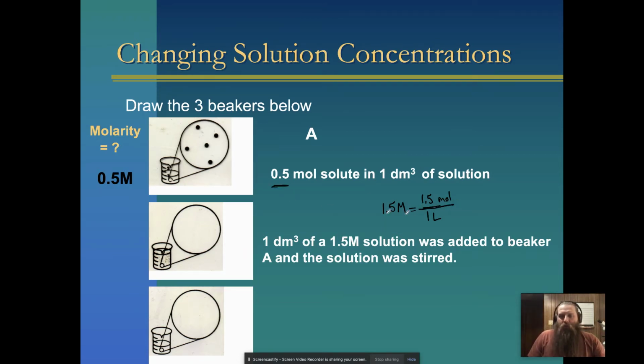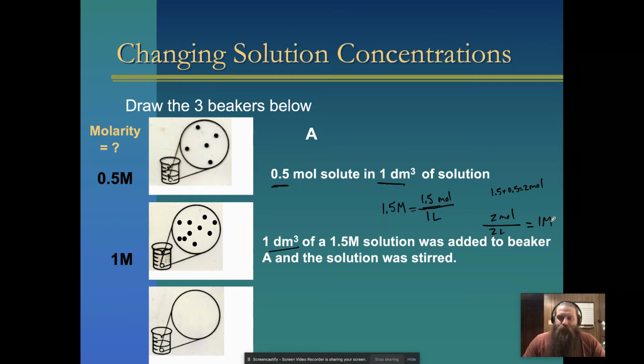So I started with 0.5. I've added 1.5. So 1.5 plus 0.5 is 2 moles. So I have 2 moles of solution. I started with 1 liter. I've added another liter, so that's 2 liters. 2 divided by 2 is a new concentration of 1 molar.